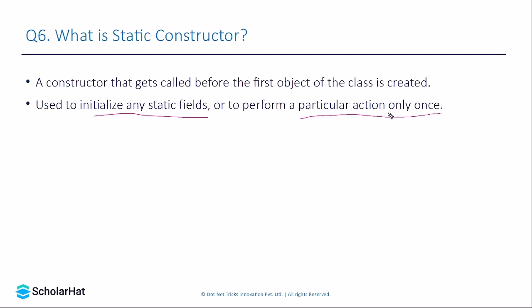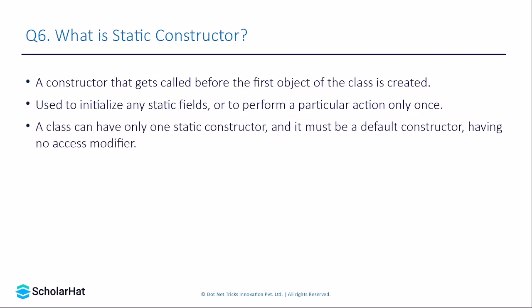It can be asked in this way as well: how many times is a static constructor invoked whenever you create multiple objects of a class? The answer is only once, because a static constructor executes only once in a program. A class can have only one static constructor, and it must be a default constructor with no access modifier. Now here come three questions that can be asked around this particular statement.